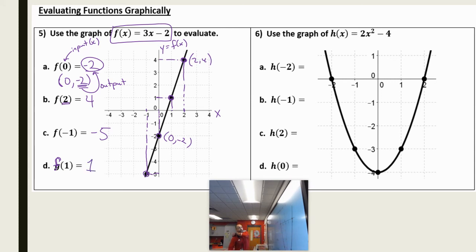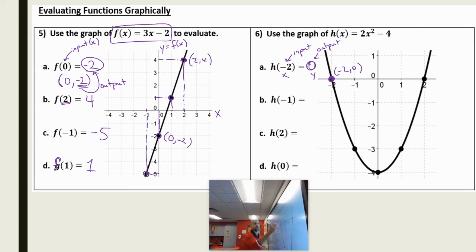Number 6, same idea, right? So input, this is the input. The answer is the output. In other words, x and y. Think of it as ordered pairs. So when x equals negative 2, here's the ordered pair. That would be negative 2, comma 0. 0 is the answer. H of negative 1.